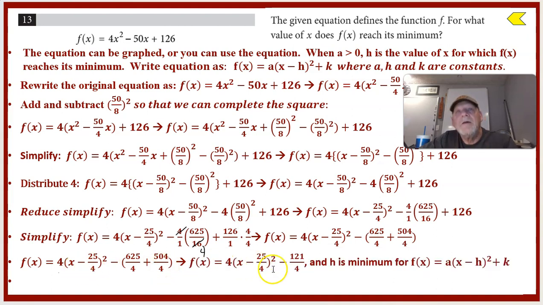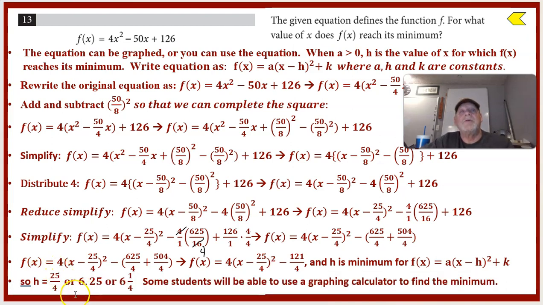I rewrite it, and it's going to equal 4 times x minus 25 over 4 squared minus 121 over 4. And h is the minimum. Remember up here where the h is, right here. So h will be that minimum. And you could have found it using a graphing calculator if you understood what the minimum was of the graph. So that 25 over 4 is really 6.25 or 6 1/4. So that was a tough one, I know.